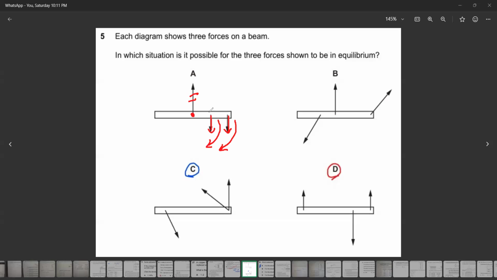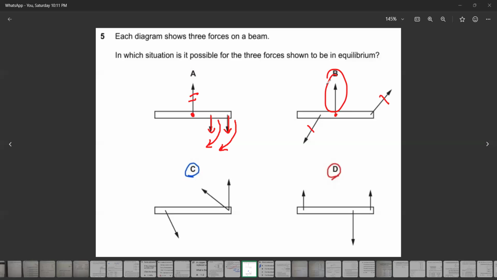So there is no resultant force, but there is a turning effect because of these two forces acting in the same direction and both on the same side of the pivot. So there is no force which opposes the turning effect of these two. What about B? This force cancels out this one. But if you see, there is a vertical upward force.